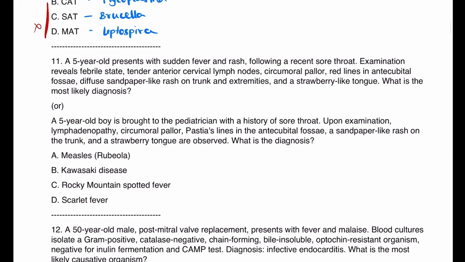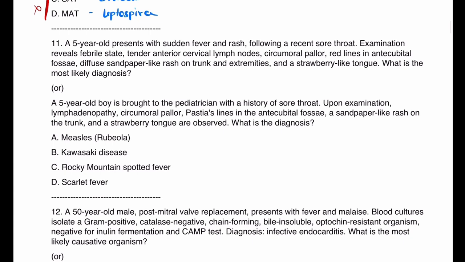Next question: a 5-year-old presents with sudden fever and rash. Examination shows a febrile state, lymph nodes, circumoral pallor, red lines, a sandpaper-like rash over the trunk and extremities, and strawberry tongue. So many clues are there. Strawberry tongue in a 5-year-old suggests two conditions. One is Kawasaki disease, another is scarlet fever.